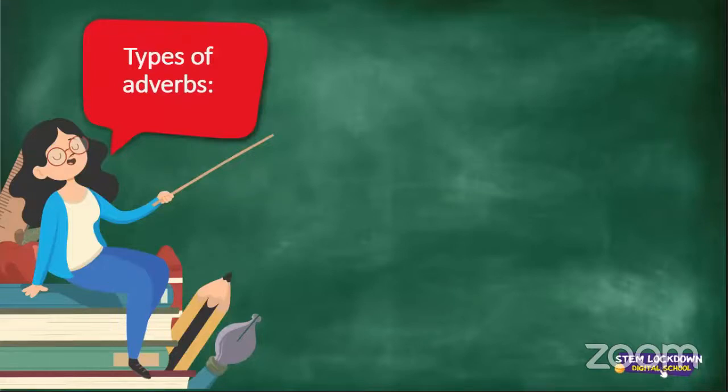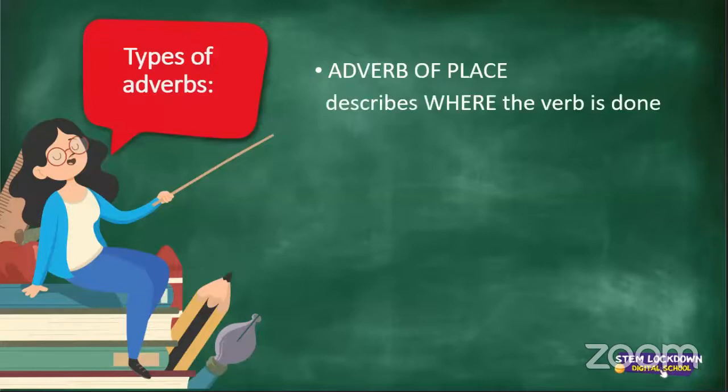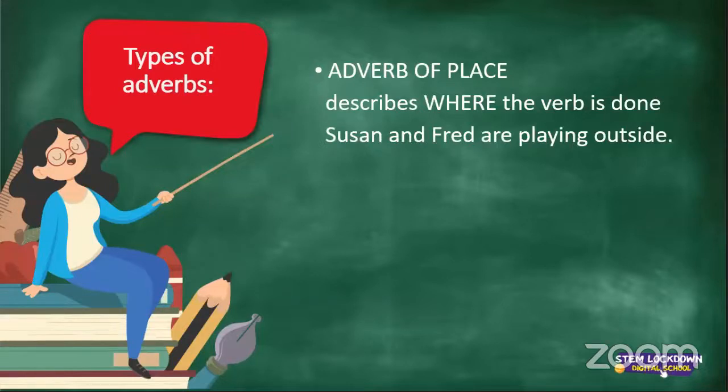An adverb of place. Now this is quite an easy one that you should know well. An adverb of place describes where the verb is done. Here's my example. Susan and Fred are playing outside. Where is the main verb in the sentence? Susan and Fred are playing outside. Can you quickly type the verb for me in your chat box? Remember, the verb is the doing word.